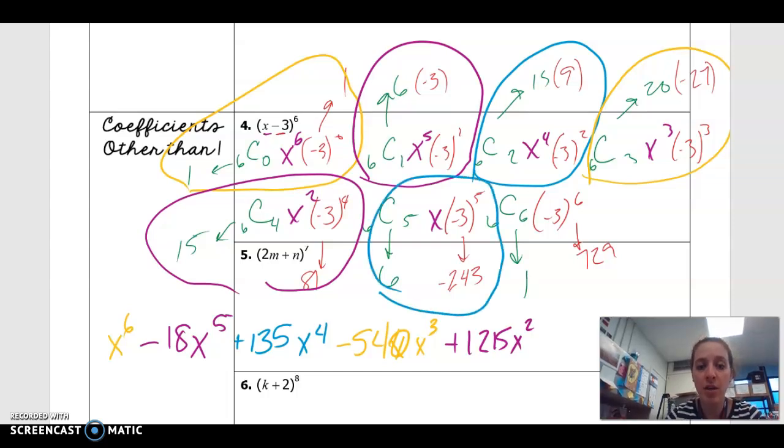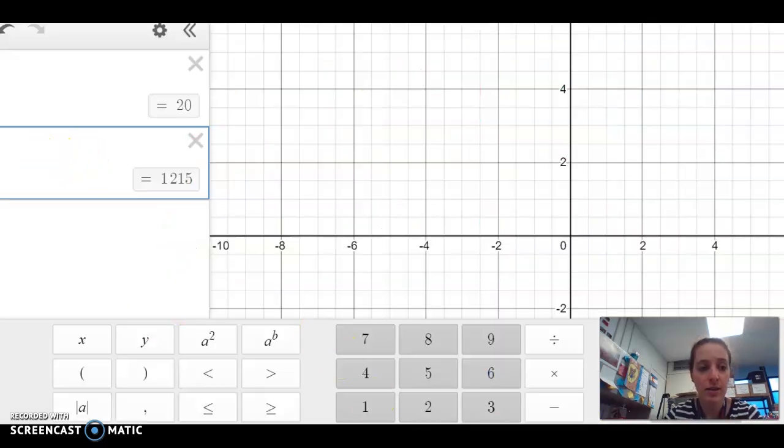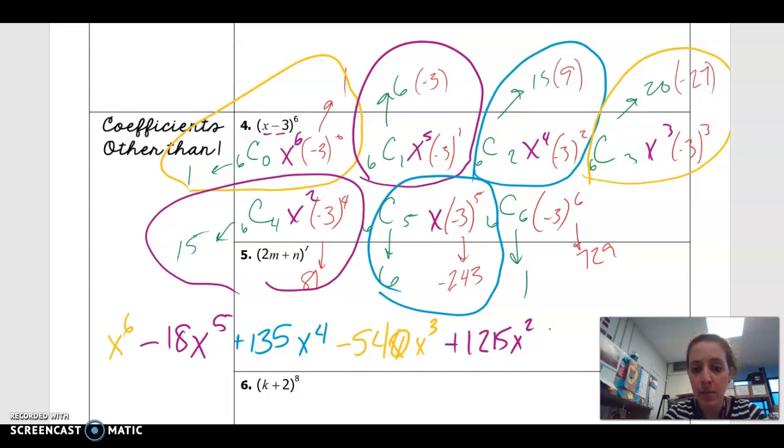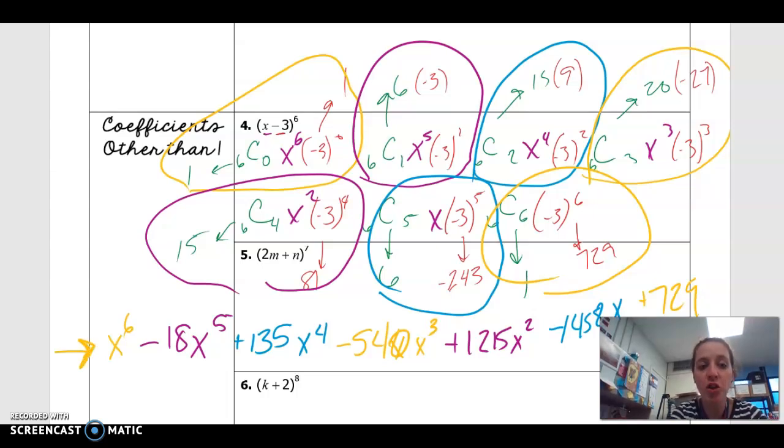Then here again, I multiply 6 times that negative 243. 6 times 243 is 1458, minus 1458x. And then I just have my final one here, which is just that 729. Okay, so now I have the fully expanded version using Pascal's triangle, or doing it like we did here with our combinations, looking at each chunk individually and then adding them together.